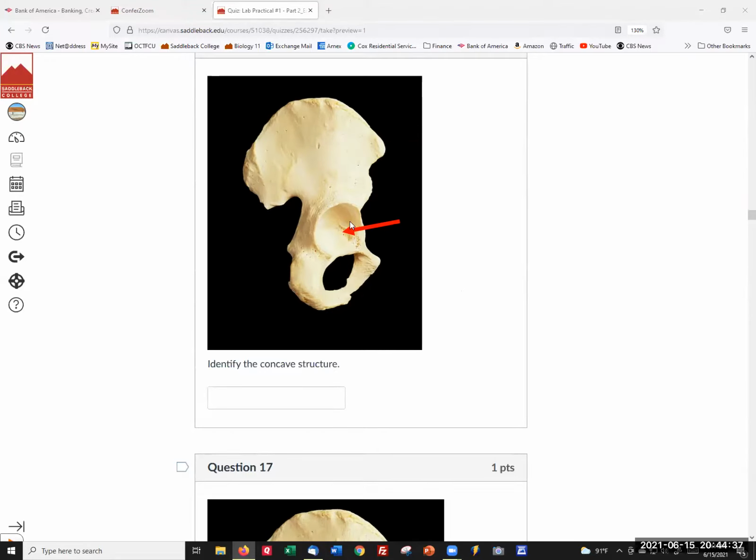Okay, what's the name of this cavity that the head of the femur fits into? Is that the acetabulum? Okay. It's interesting how you guys are pronouncing it. Acetabulum? Yeah, that's it, acetabulum.